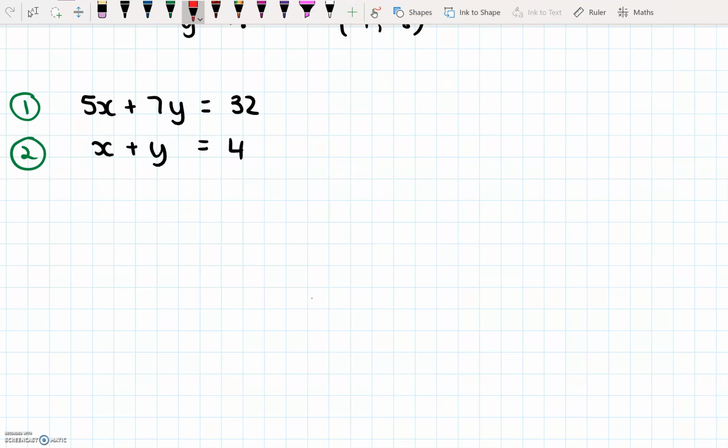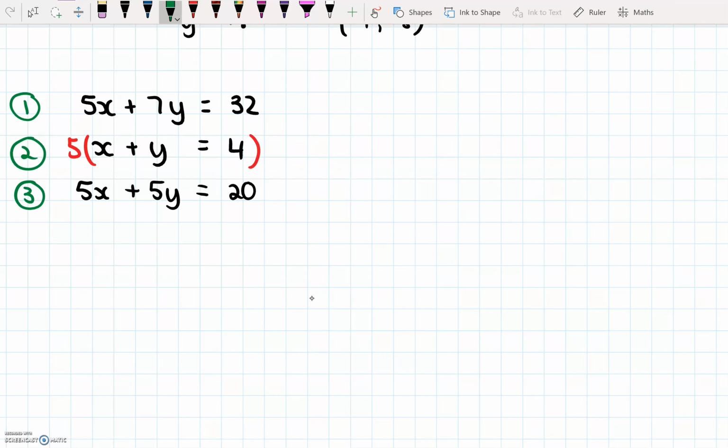So what that means is, before we do any subtracting, we're going to need to multiply the second equation by something in order to make these variables the same. Now, it doesn't matter whether you want to eliminate x or y. You can choose. In this case, x is first. So I'm going to do 5 times everything, and then eliminate the x. So equation 2 is going to become 5x plus 5 times y, which is 5y, is equal to 5 times 4, which is 20. And this is now equation 3.